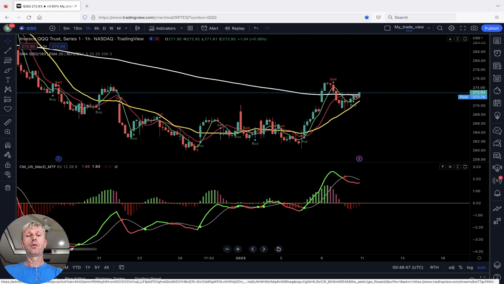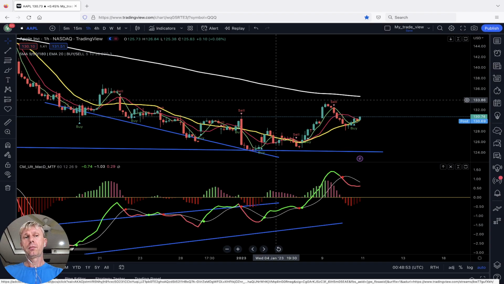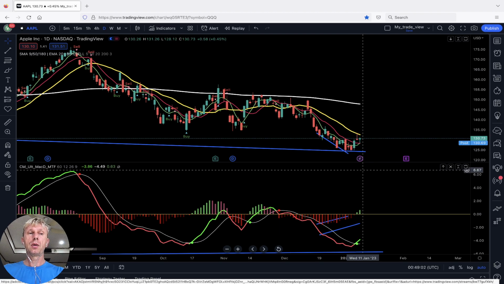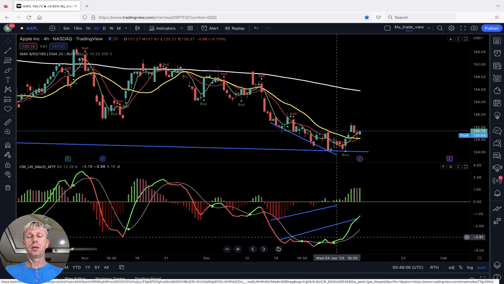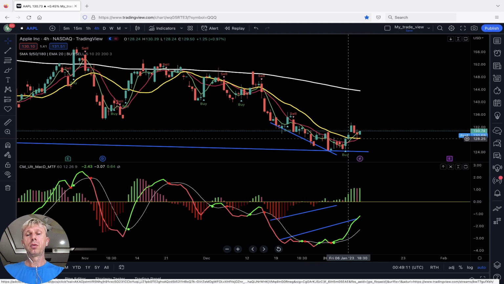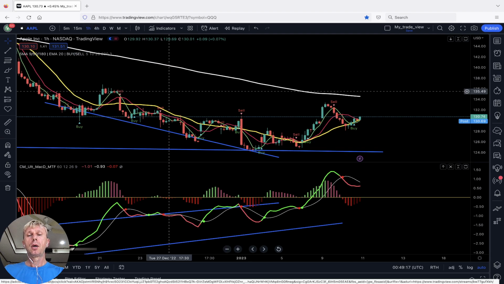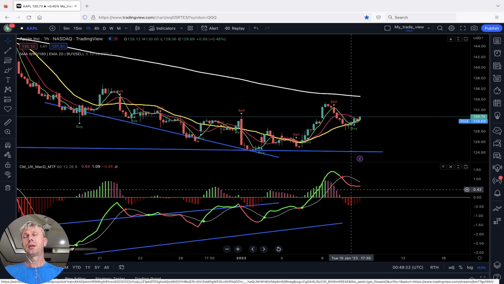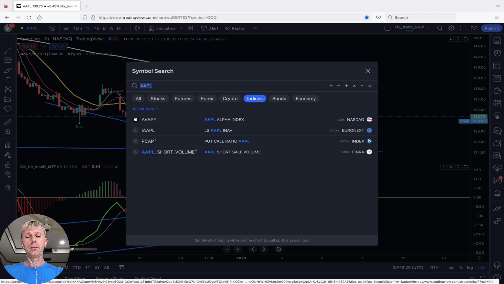Okay, let's move to Apple. Daily, MACD bullish. MA5 did bullish crossover, bullish trend for daily for Apple. 4 hours, same story. MACD green, bullish trend. MA5 did bullish crossover, bullish trend on 4 hours. Let's check 1 hour. 1 hour is kind of a buy signal. It bounced from MA20. On MACD, it's still red, still bearish. Same as indexes.